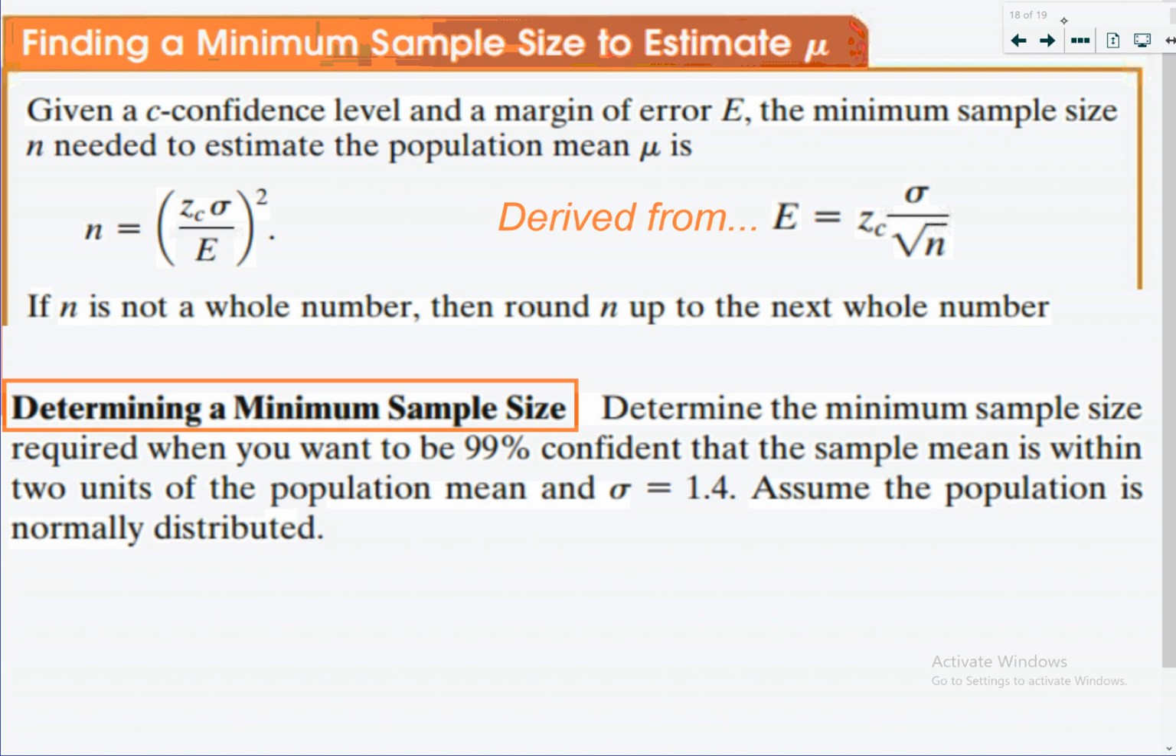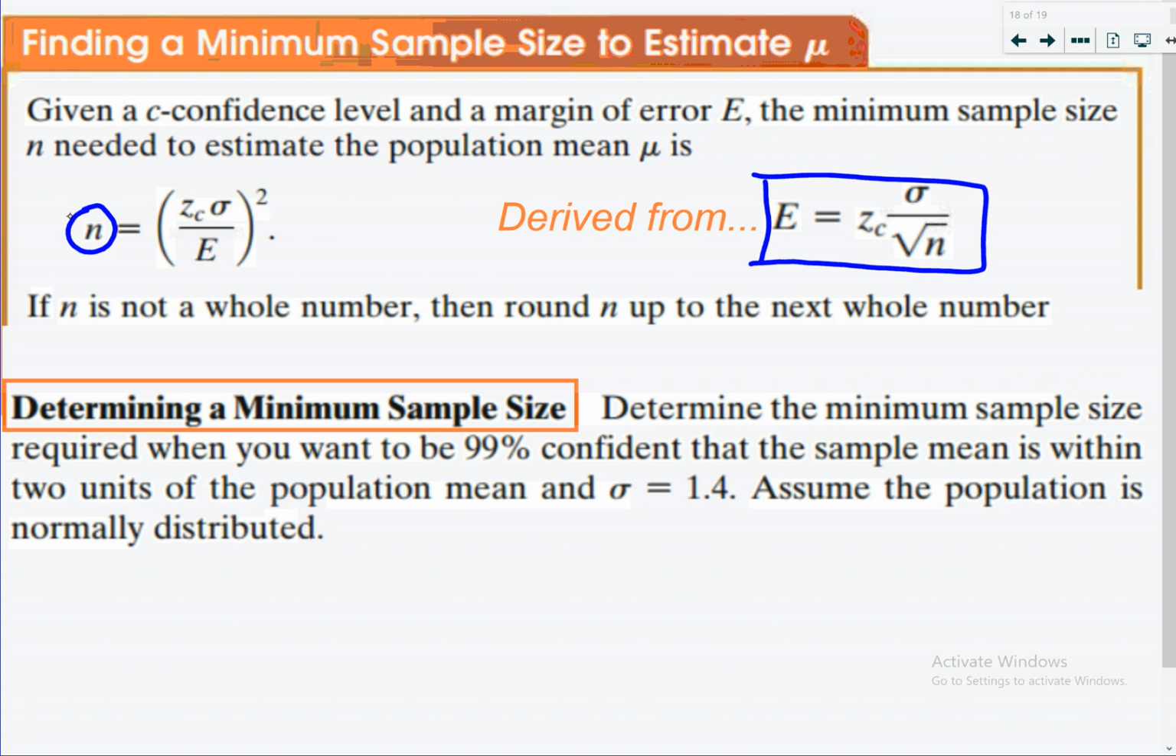So if we take the formula that we already have for margin of error and we solve for n, we end up with this guy. You could just do a little algebra. You can flip the fraction, square both sides, get rid of the square root, and so on. Same formula, just moved around a little bit.